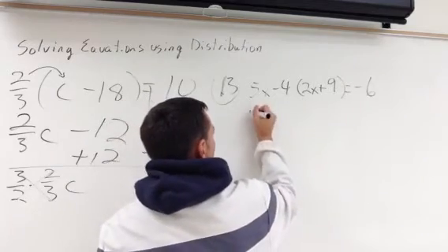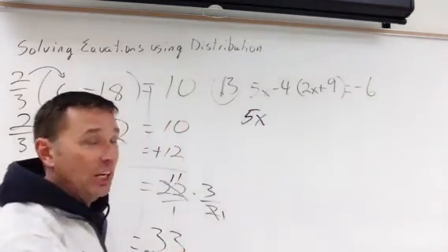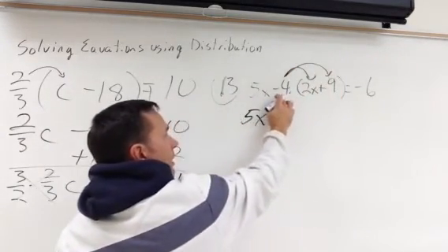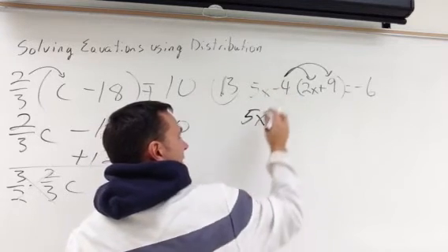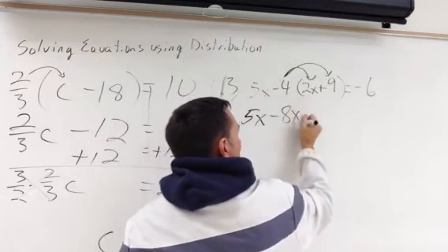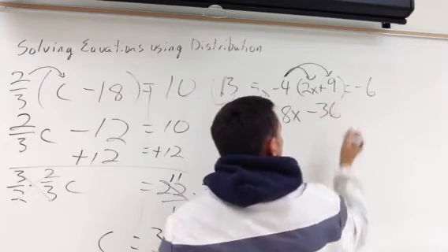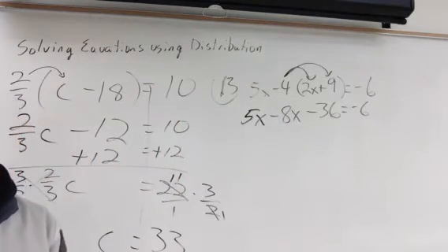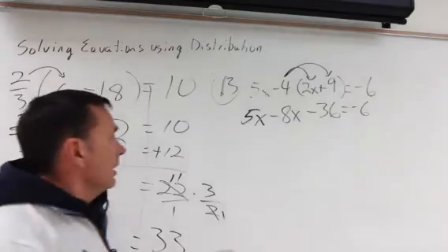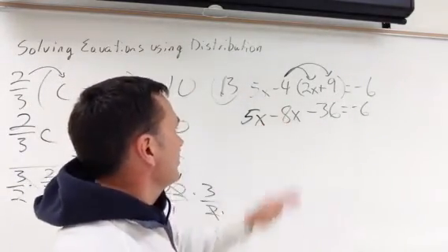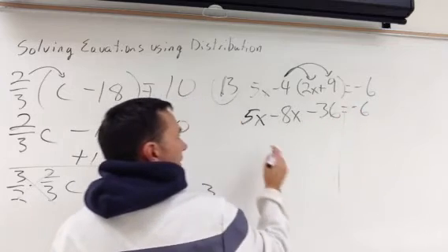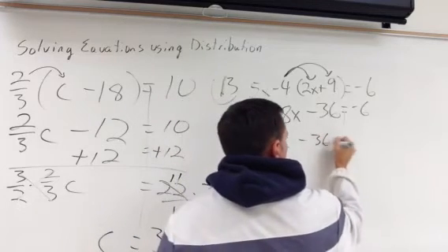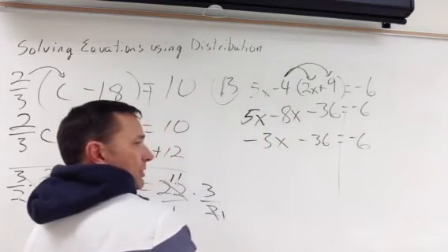So I'm going to copy this down. That 5x does not change. I do need to distribute this negative 4. Remember, there's a sign out in front, so that makes it negative. When we distribute, we get negative 8x minus 36 equals negative 6. Now, if you remember from our last lesson, before we want to add opposites to that, we want to combine like terms on the same side. So 5x minus 8x is negative 3x. Minus 36 equals negative 6.